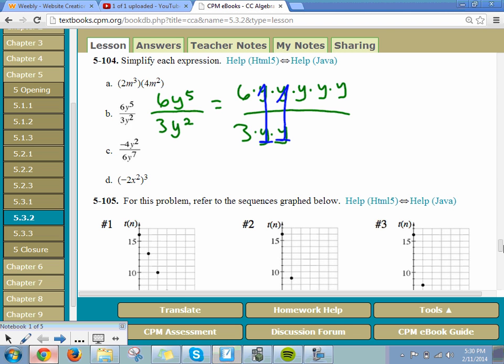This will become a 1. This will become a 1 because y divided by y is 1. And then we know that up here, this will become a 2, and this will become a 1 when we take out what they have in common. And so what we're really left with is 2y cubed.